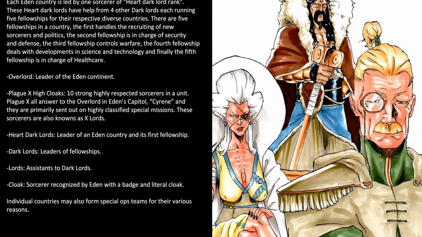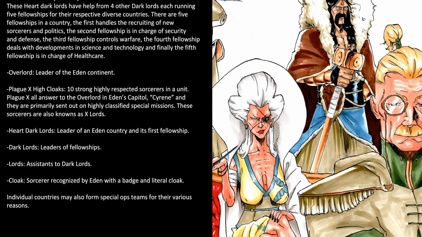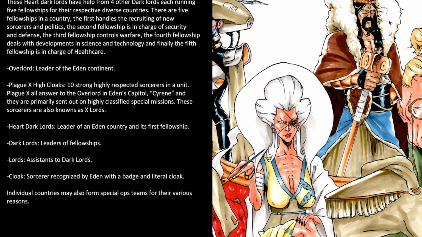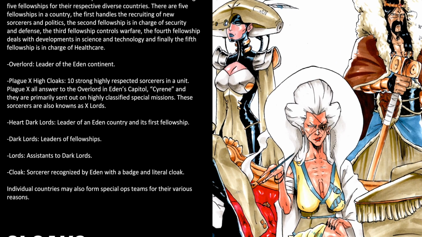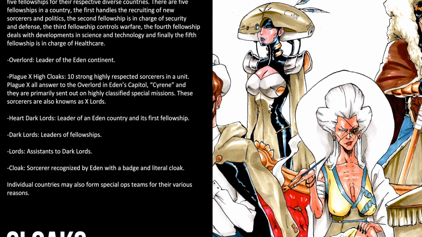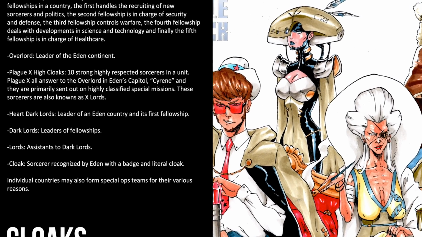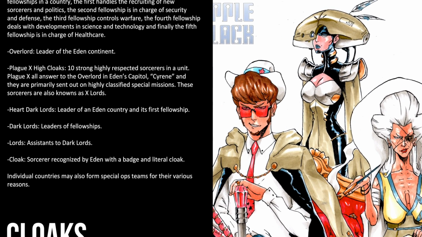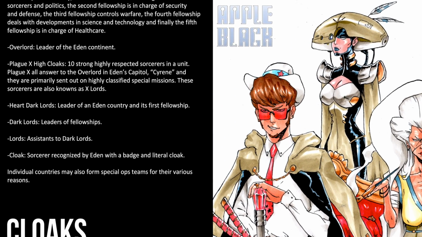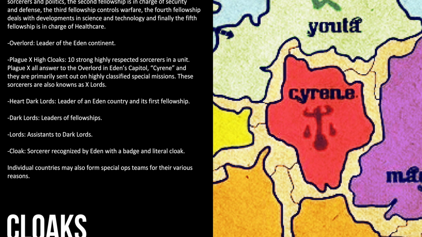So basically, each country has 5 Dark Lords, and one of those Dark Lords is the Heart Dark Lord. That's the head Dark Lord in a way, and they all have their respective duties. There's a rank for Overlord, which is one that would lead the whole Eden continent as a whole. The Overlord will reside in the capital in Siren.